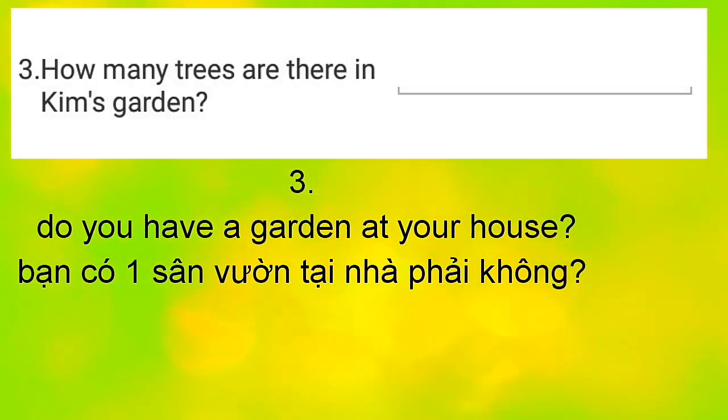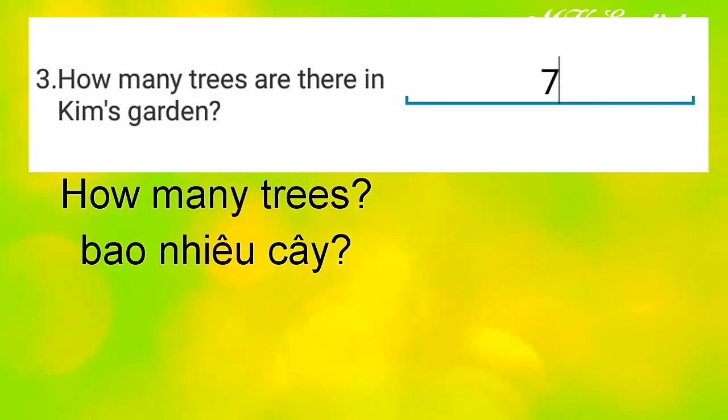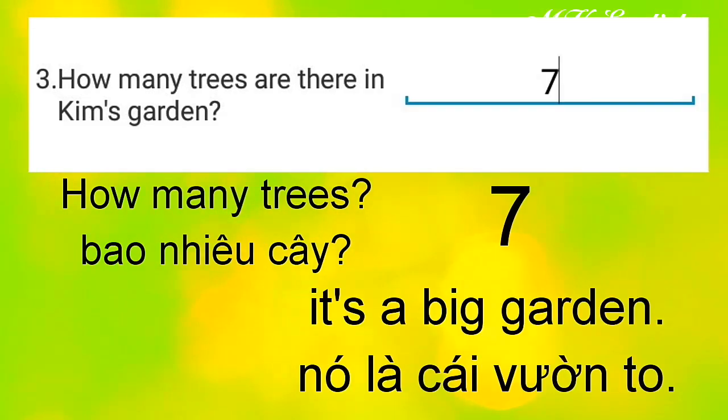Three. Do you have a garden at your house? Yes, and there are 7 trees in it. How many trees? 7. It's a big garden.